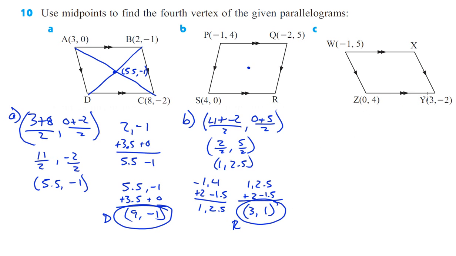All right, last one here. So find the midpoint of this one here, which is negative 1 plus 3 over 2, and then 5 plus negative 2 over 2. So that's 2 halves, and that's 3 halves. So I'm going to call that 1 and 1.5. So that's the midpoint right there.